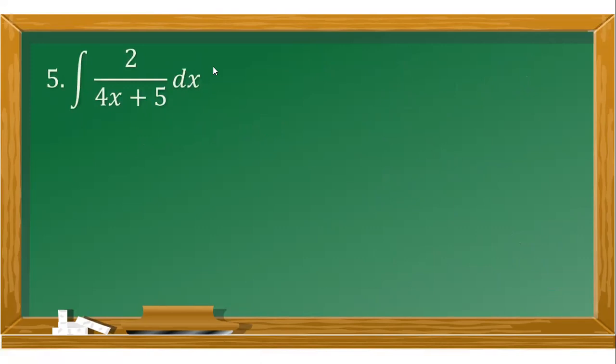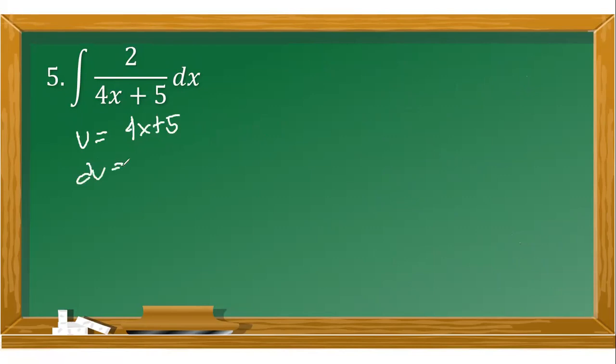We have 2 over 4x plus 5. Okay. So yung nasa denominator, lilat natin kay u. That is 4x plus 5. And then du will be equal to 4 dx. Okay. So may nakikita ba tayong 4 dx? So wala. So just get the dx na lang. Du over 4, that is equal to dx. Okay. So hayaan muna natin yung 2 doon.